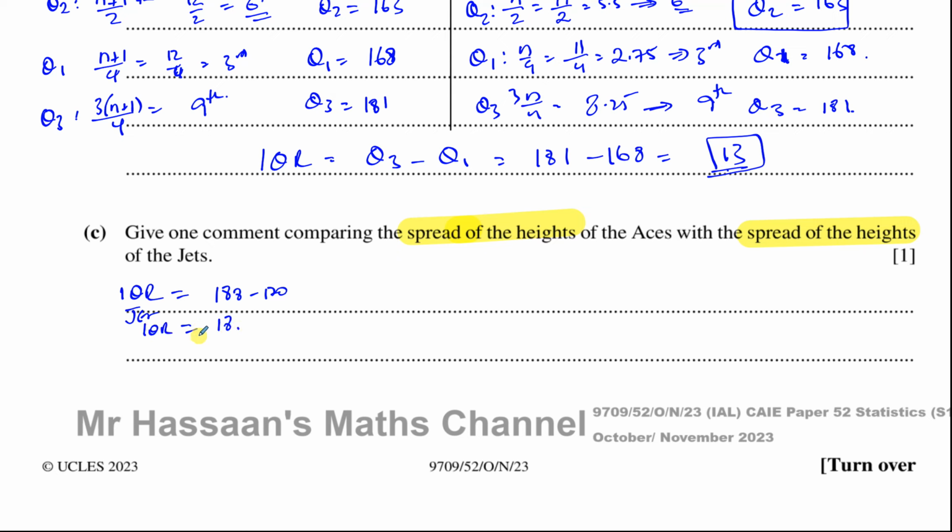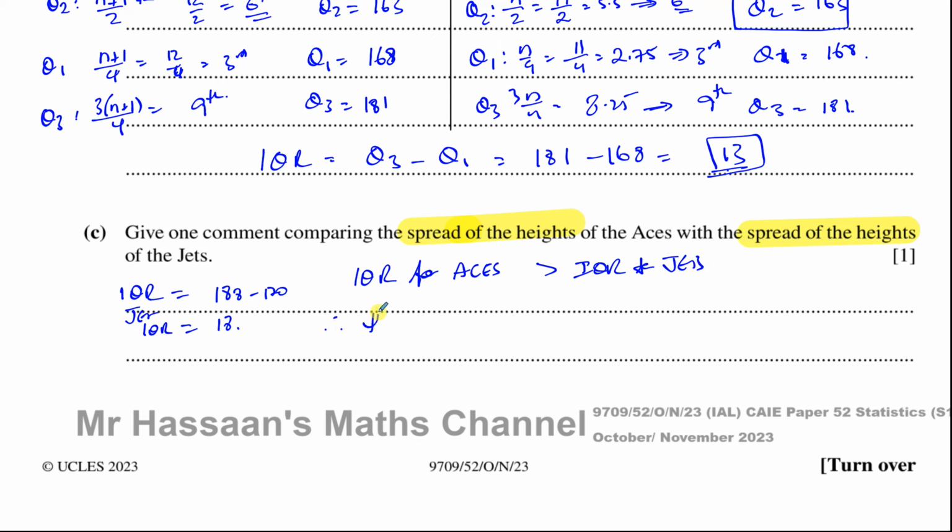So the interquartile range for the jets is greater. Let's do it the way they put it: the interquartile range for the jets is greater than the interquartile range for the aces.